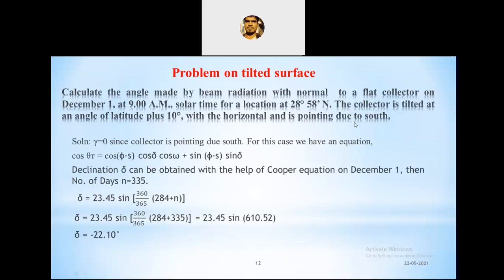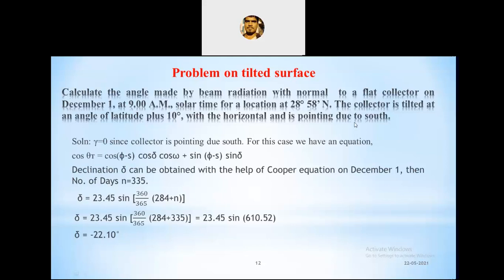Then we have the equation cos theta t. The first equation is cos theta t equal to cos(phi minus s) cos delta cos omega plus sin(phi minus s) sin delta. We know the value of s, which is given, and the phi value is also given, the latitude.